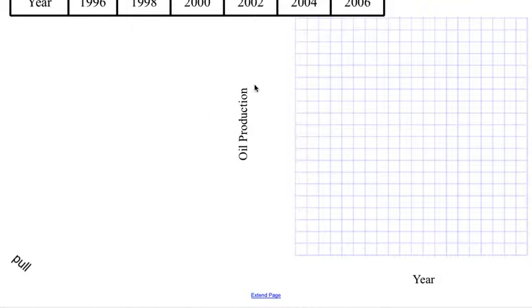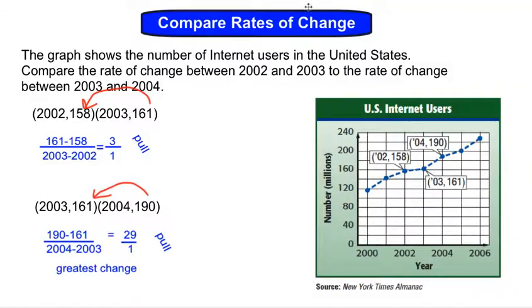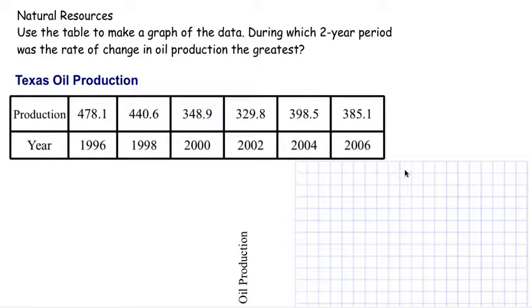So I want oil production to go on the y-axis and the year to go on the x-axis. And you're going to put this data in here. You're going to plot all these points. So you'll have 1, 2, 3, 4, 5, 6 data points in there. And then go ahead and connect them, just like in the previous slides. You'll have these dots. Connect them with lines between the dots.